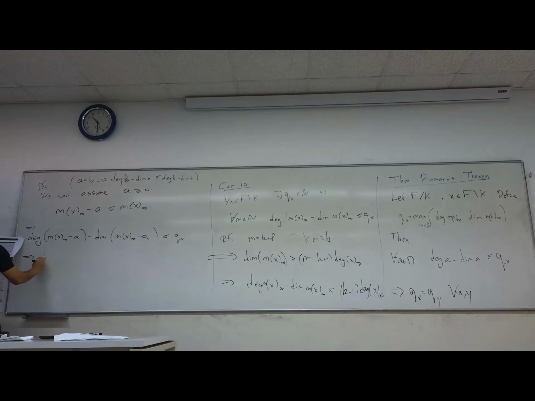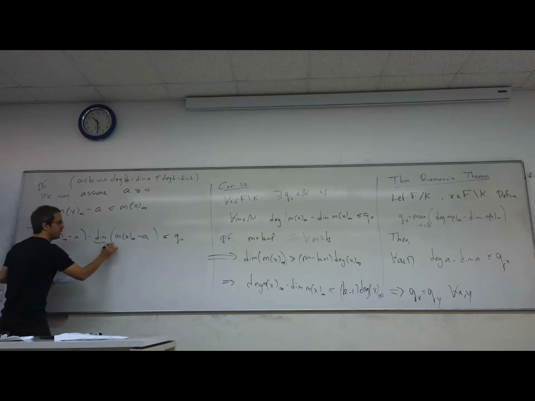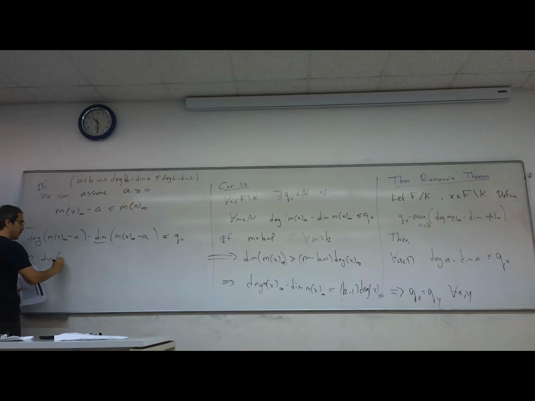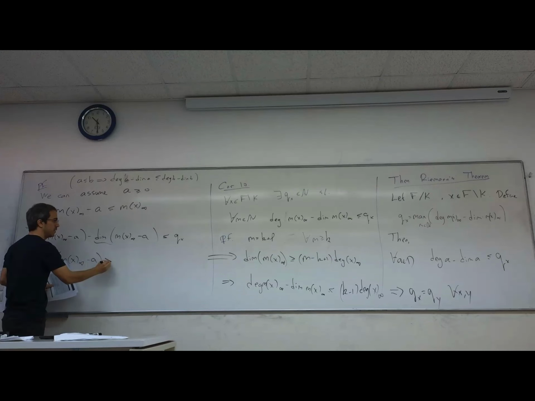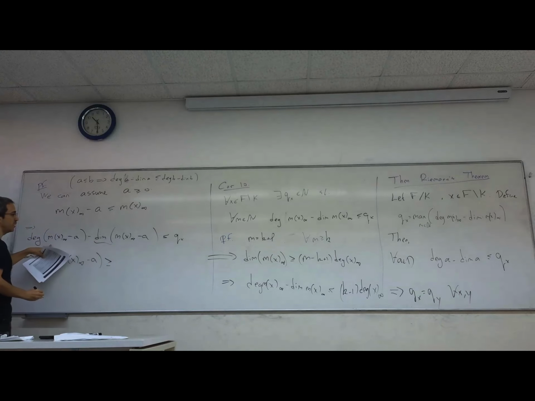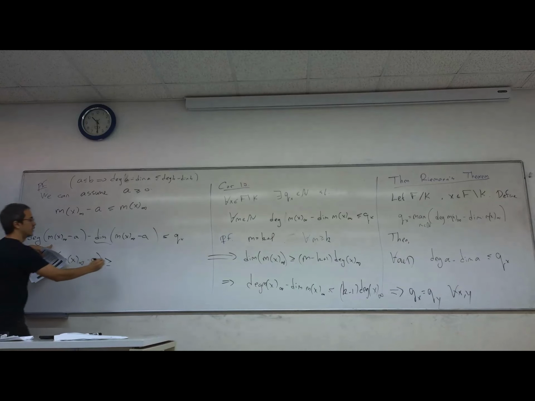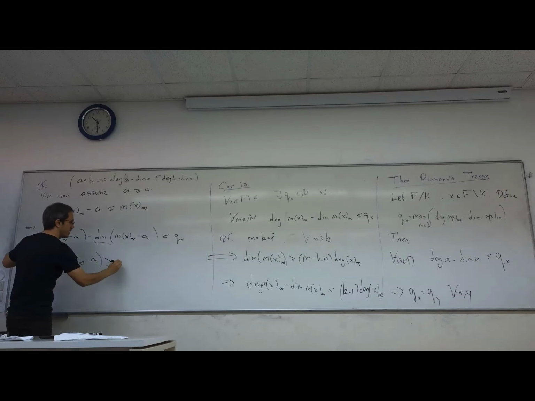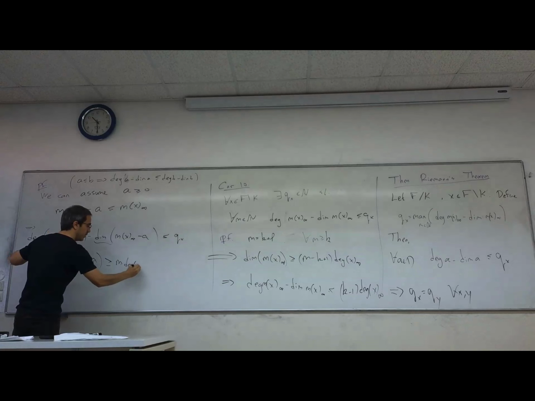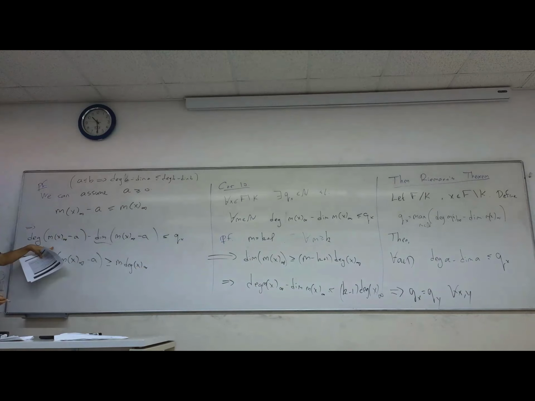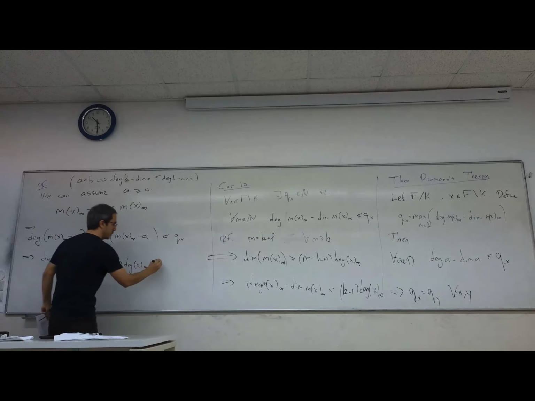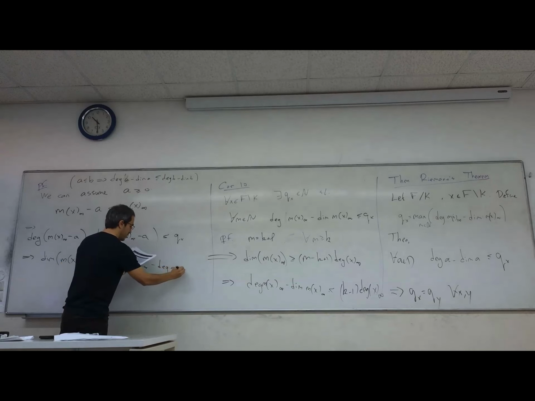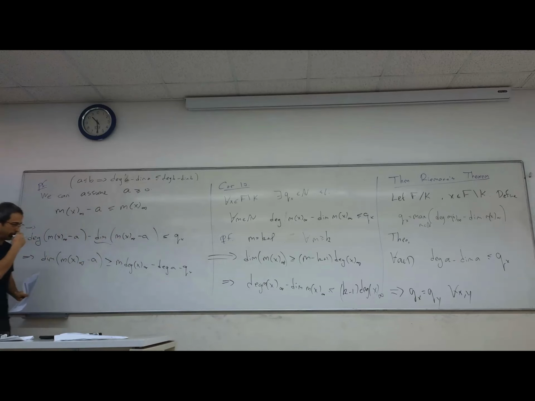So from here it follows that this expression is at least this thing minus Q of X. M can go outside in degrees. So it's M times the degree of X infinity, and then you have minus the degree of A, minus Q of X.